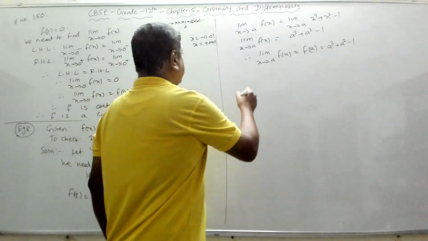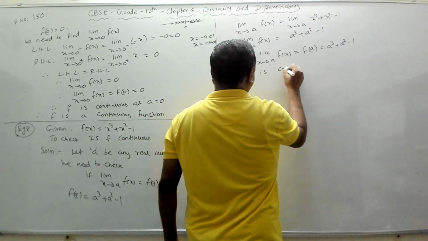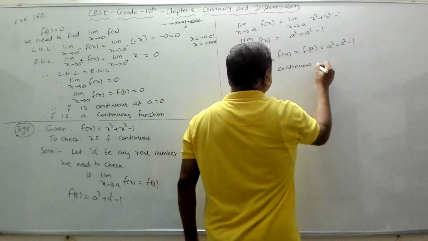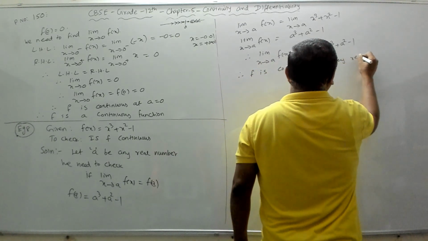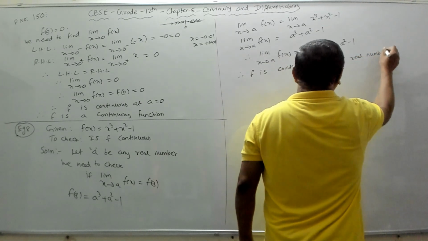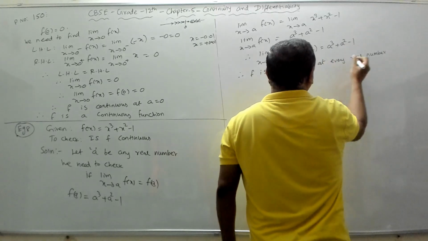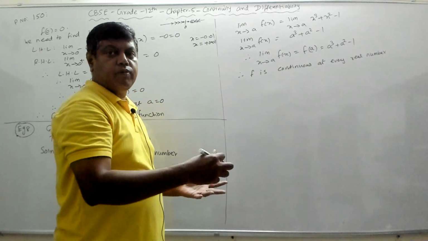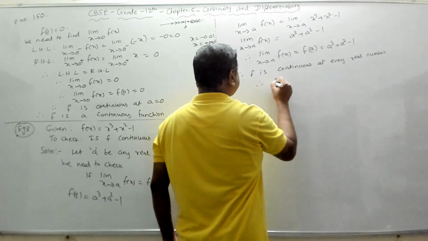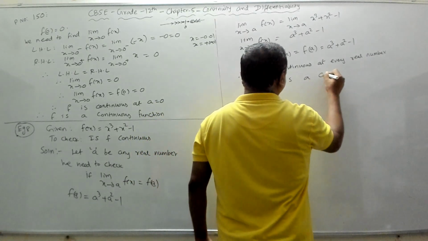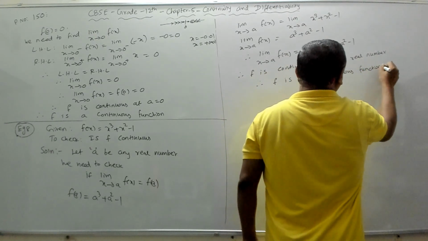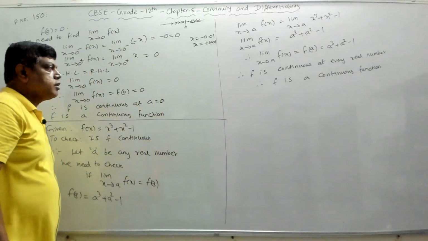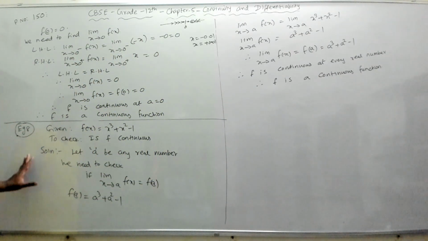So therefore we can say f is continuous at every real number. When f is continuous at every real number, then we call f a continuous function. So that is the end of example 8. Right? Or you can pause the video and take the notes.